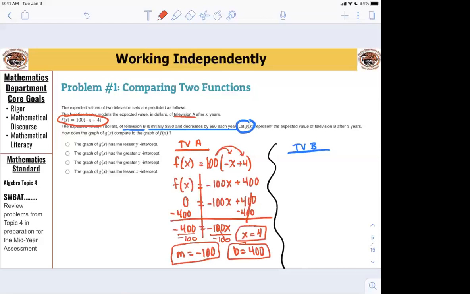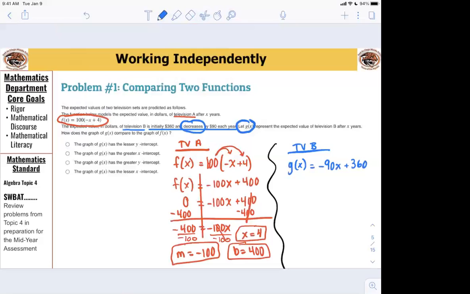Now let's move on to TVB. TVB doesn't have an equation, but it does have a word problem. And I can write my equation from the words. So based on the words, what is the slope and what is the y-intercept? The slope is negative 90 and the y is 360. Perfect. Negative 90x plus 360. How did you know it was going to be negative? Because it said decrease. Decreasing. That's our key word.